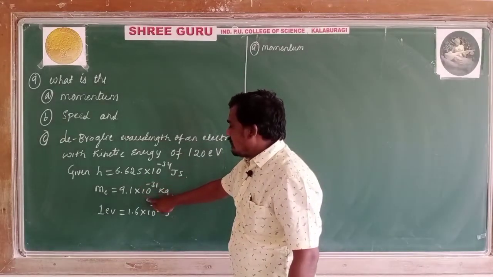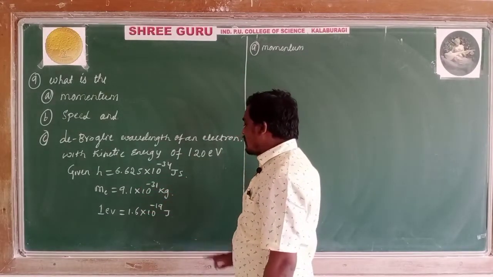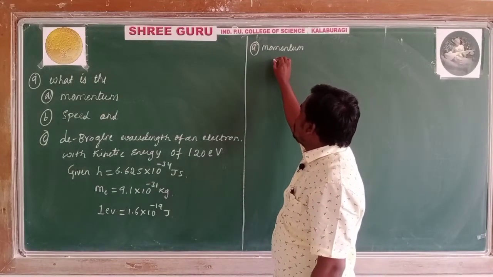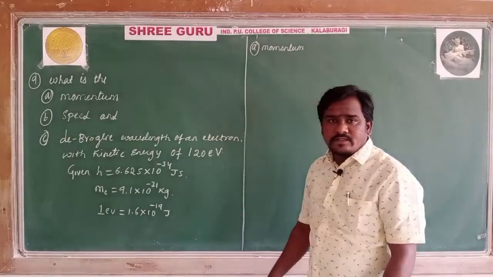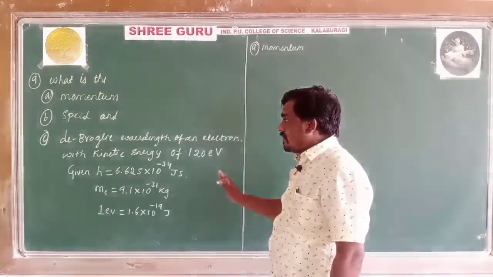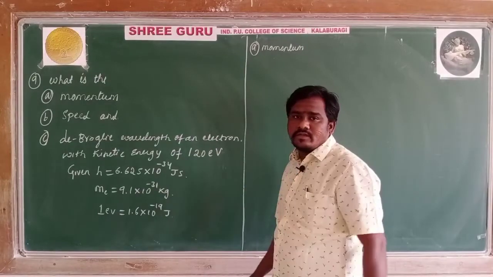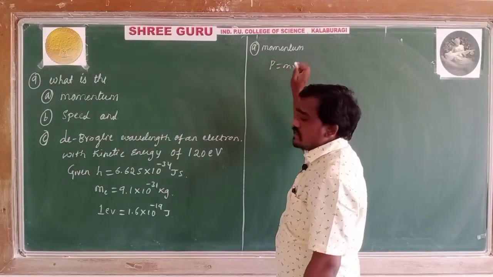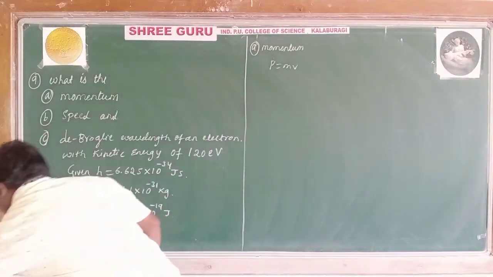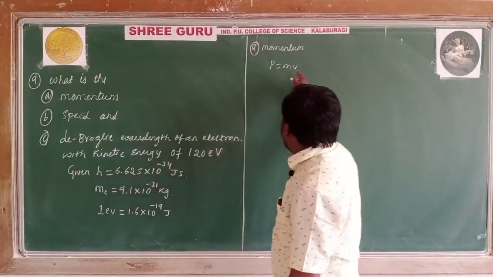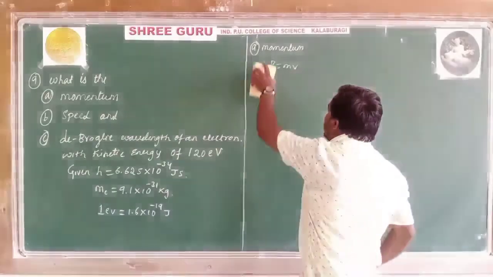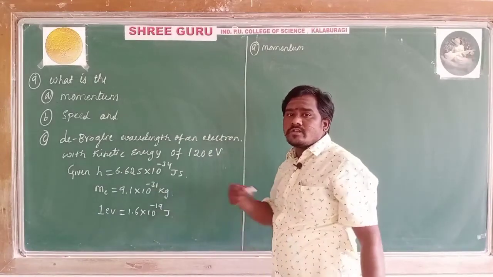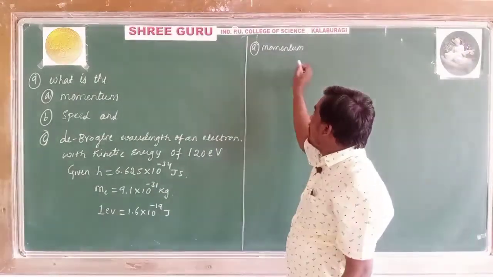h, mass of electron, and 1 electron volt is equal to 1.6 into 10 raised to minus 19. Momentum is equal to mass into velocity. Velocity is not mentioned, so it is not possible to use the formula p is equal to mv. Why? Because they mention the mass but they do not mention the velocity.